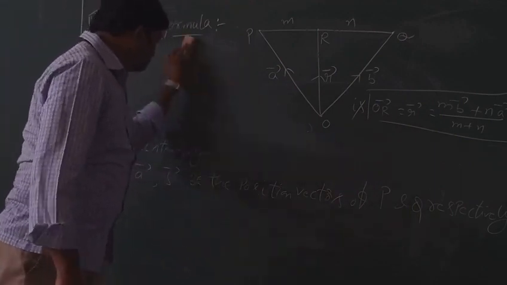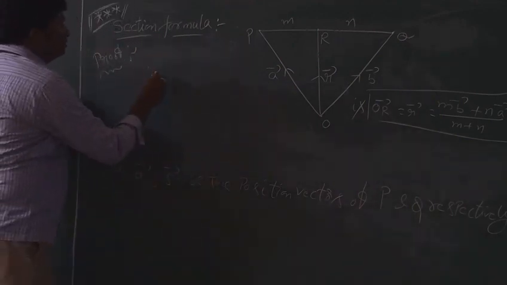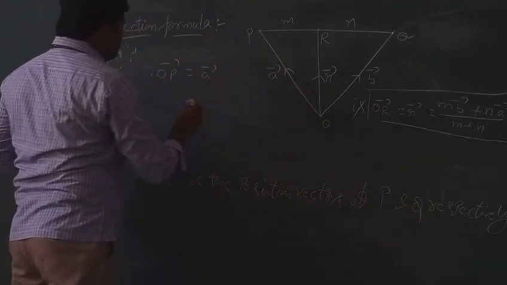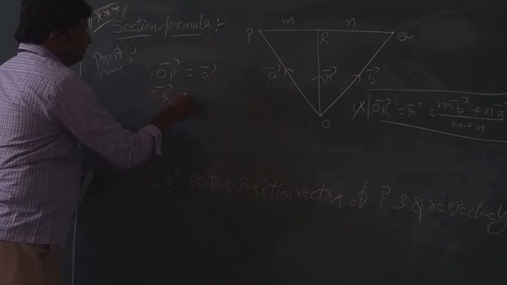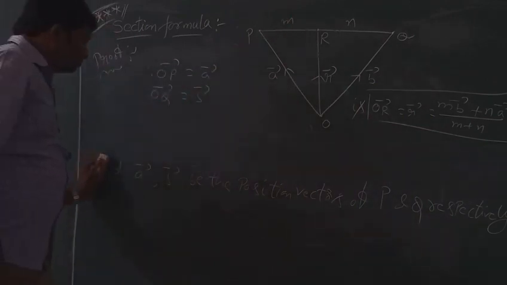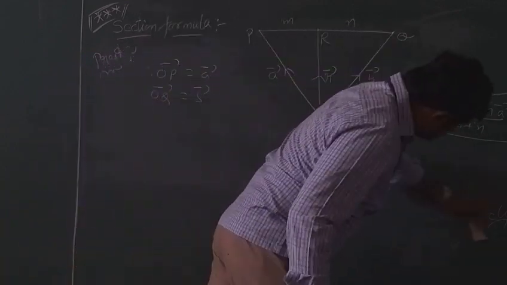Therefore, OP bar is equal to A bar, and OQ bar is equal to B bar.